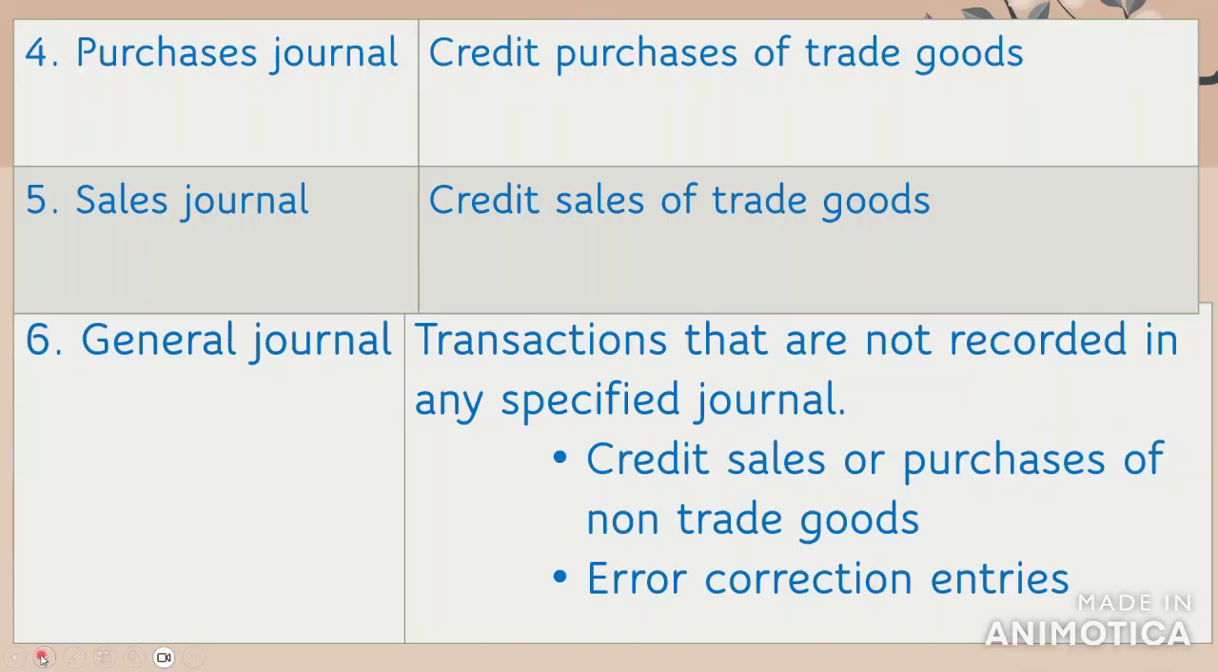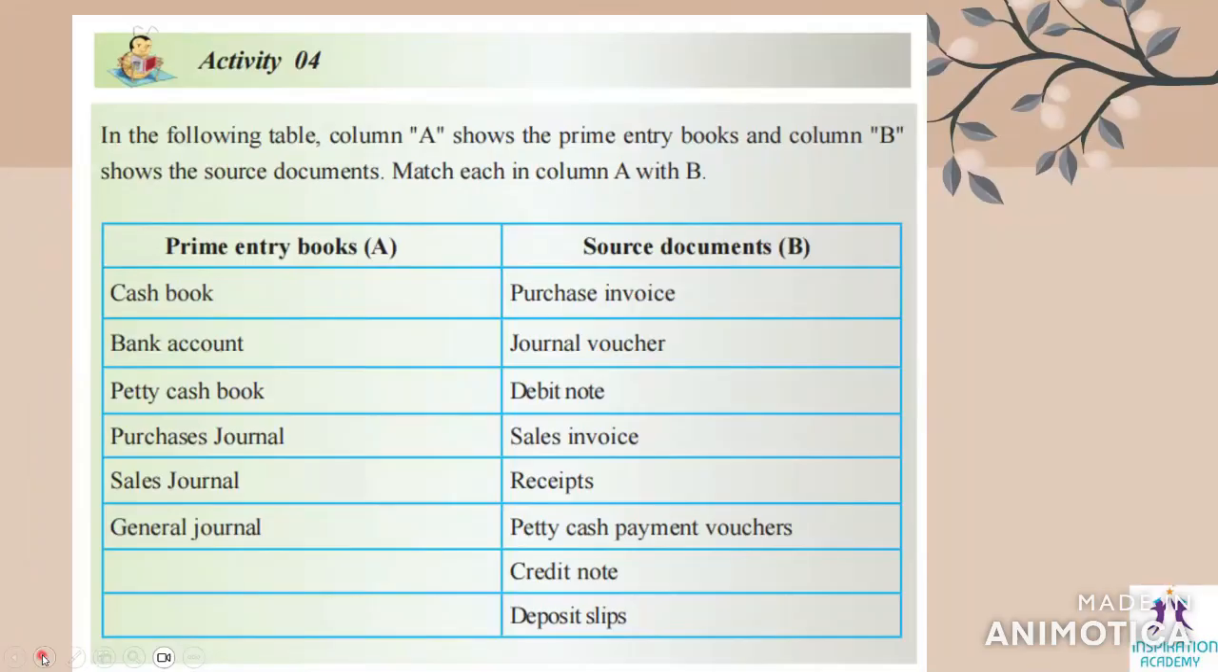Okay, moving on to the next activity. This activity reminded me to add the return journals to the note. Even in past papers, as I have noticed, they have asked about the return journals also. In the following table, column A shows the prime entry books and column B shows the source documents, and you are asked to match.